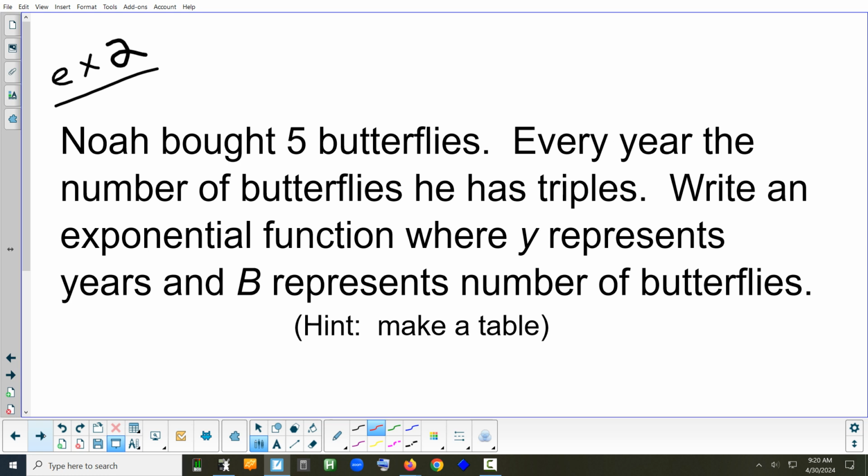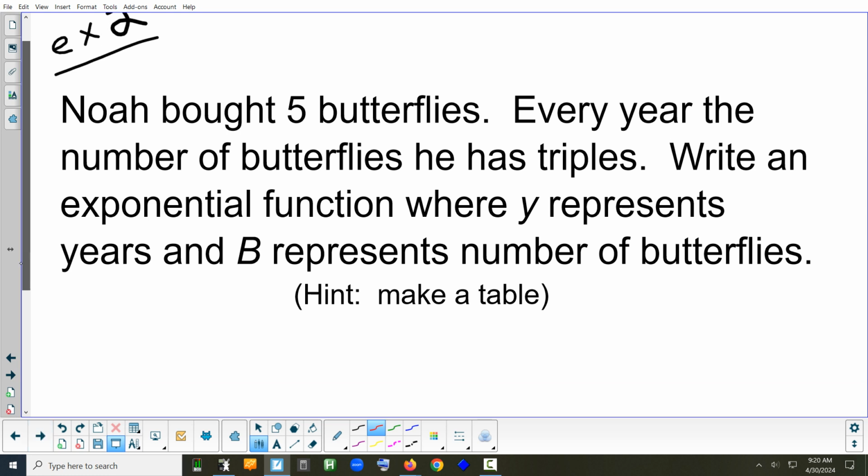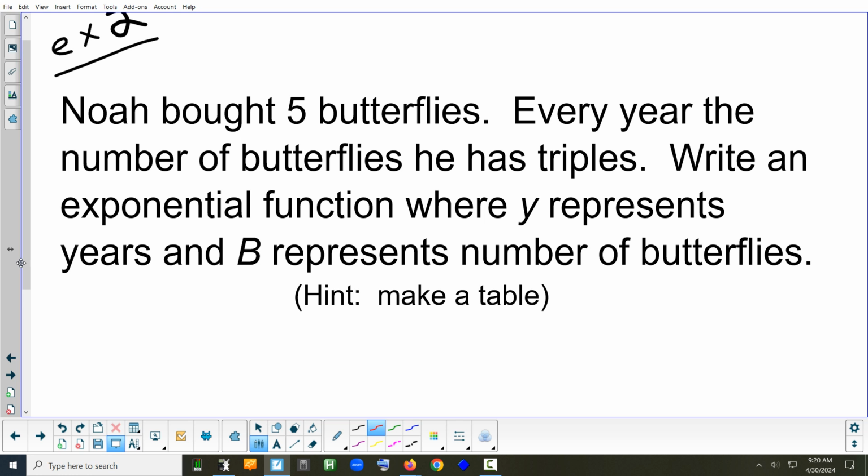So this one is on the back of your guided notes. Example 2 at the top, and I think you already have it written down. It says Noah bought 5 butterflies. And every year, the number of butterflies triples. Now, one thing we are going to assume here, to make it simpler, is that none of the butterflies are dying off. Because if that was happening, it would kind of complicate things. So we're going to assume we got 5 butterflies, and it just keeps tripling every year.